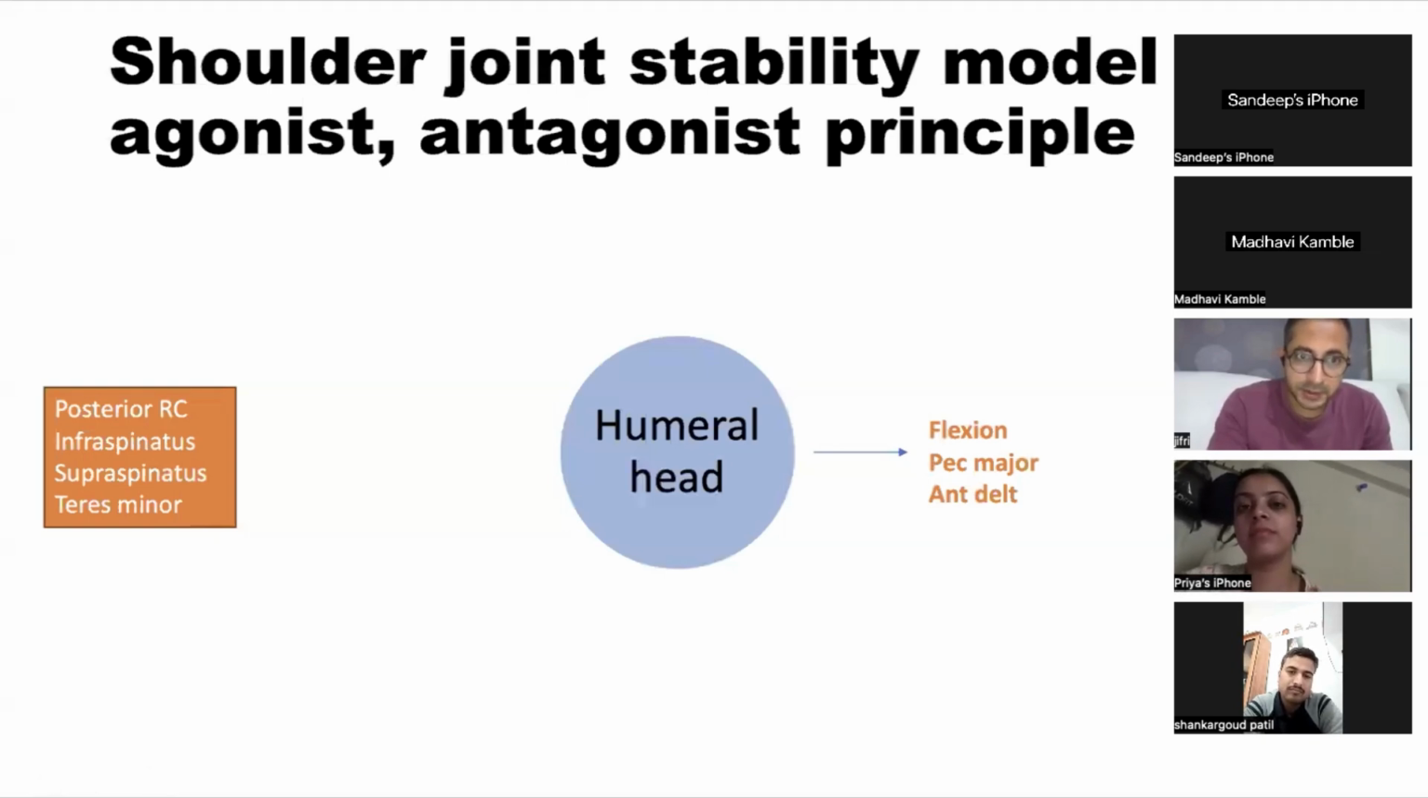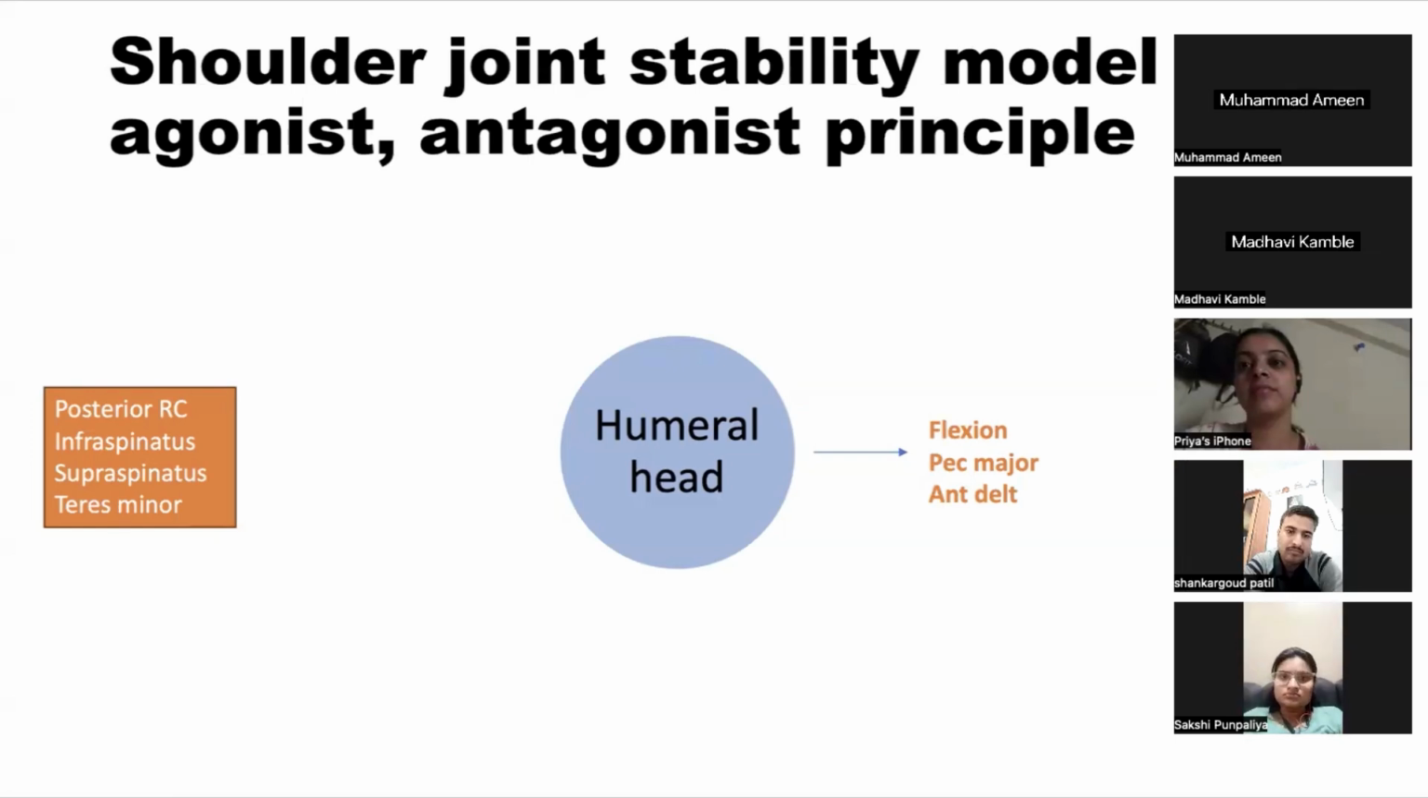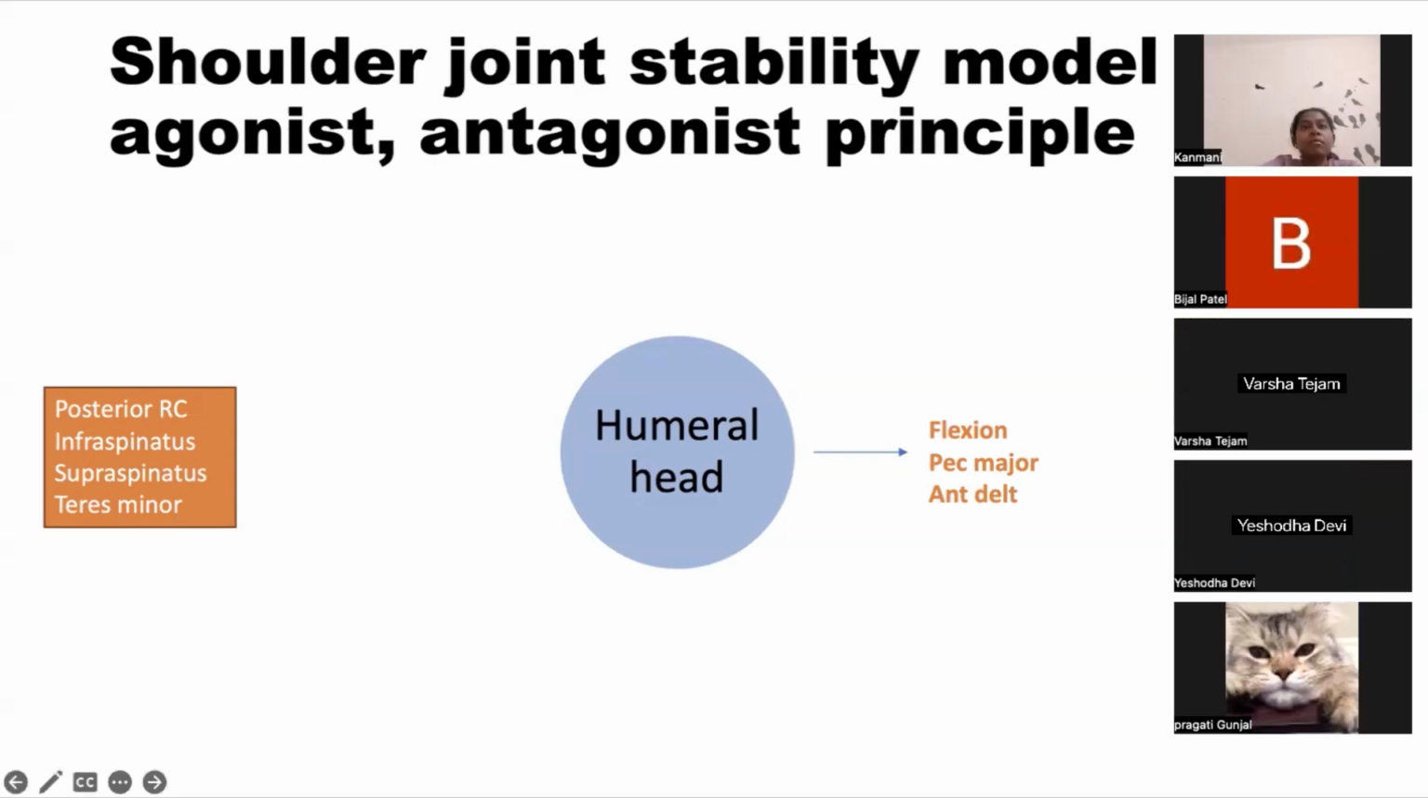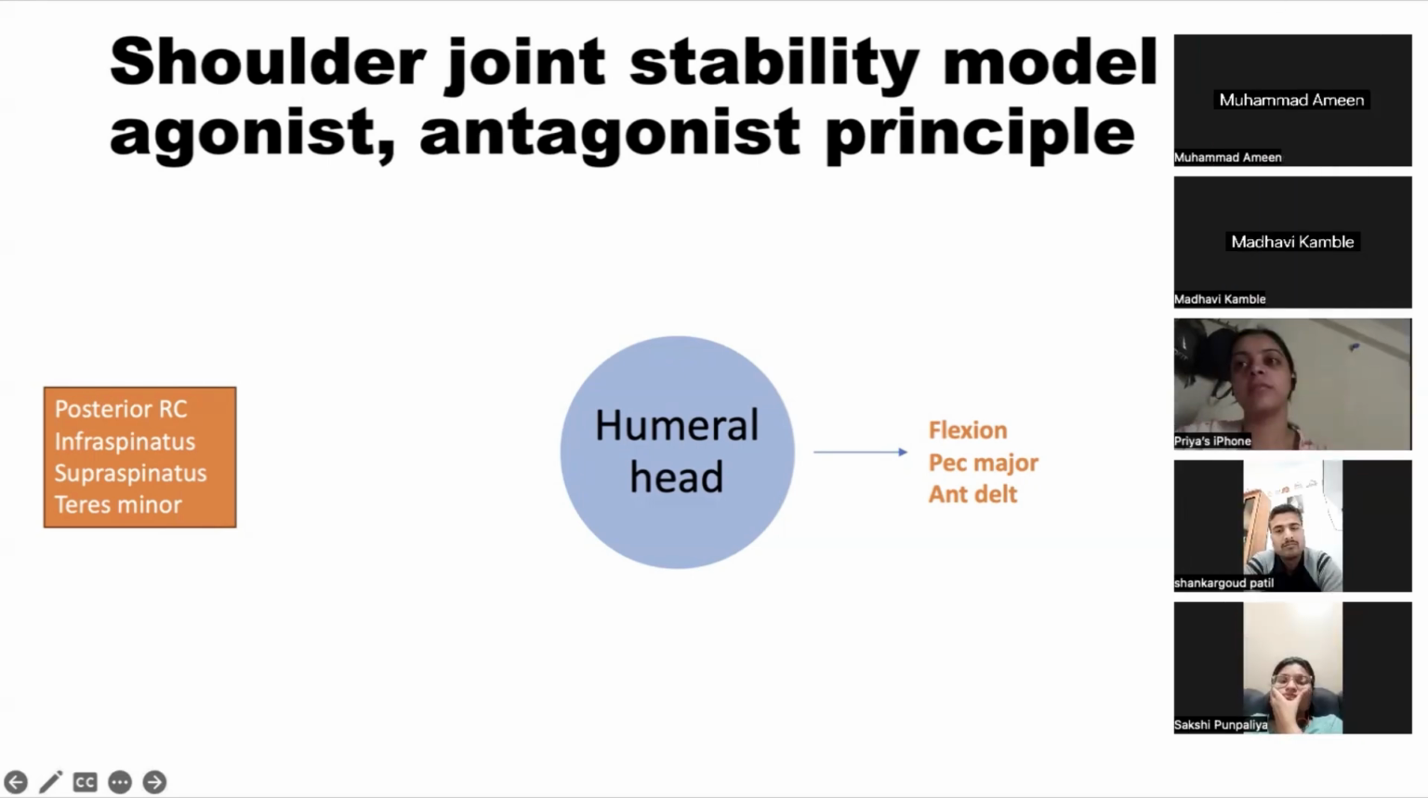Shoulder flexion remains the same. Shoulder flexors raise, and the scapular muscles, infraspinatus and teres minor, come into play. These are considered stabilizers, dynamic stabilizers.